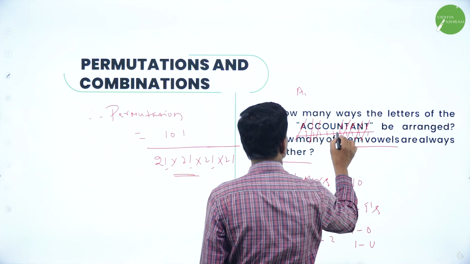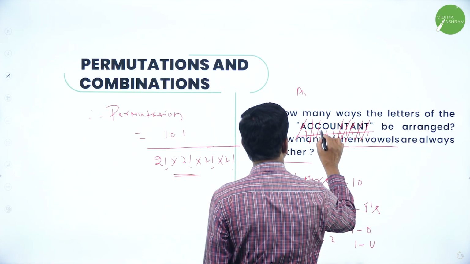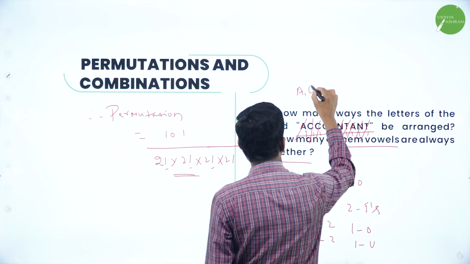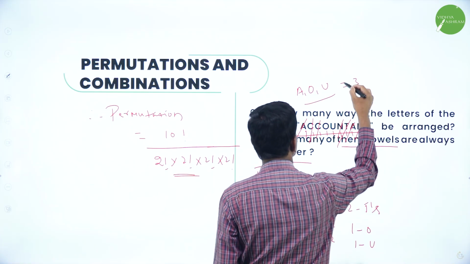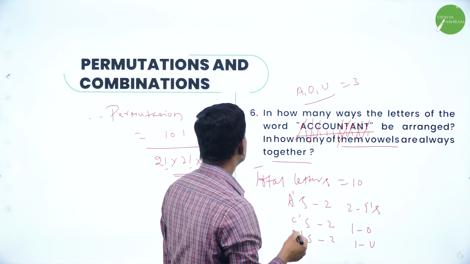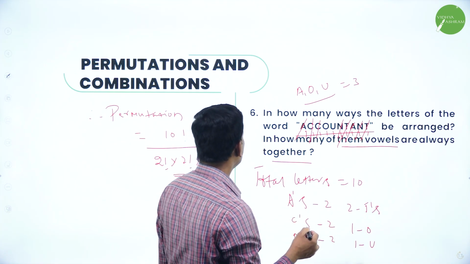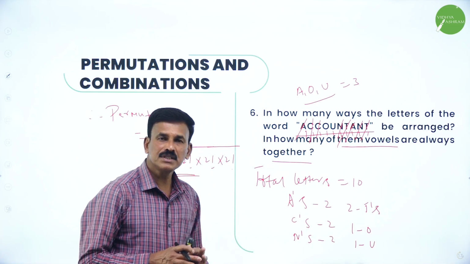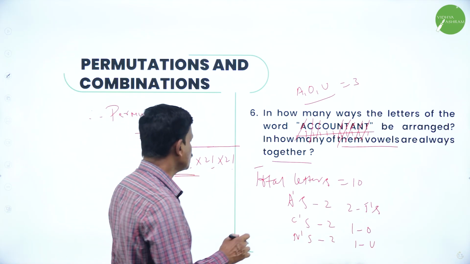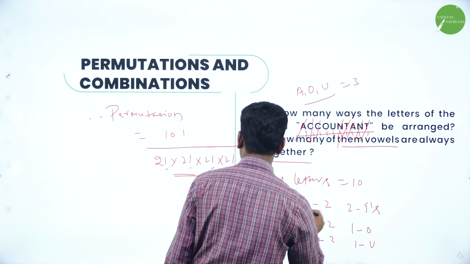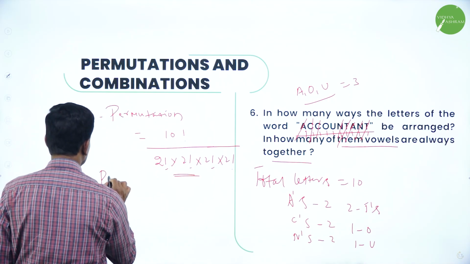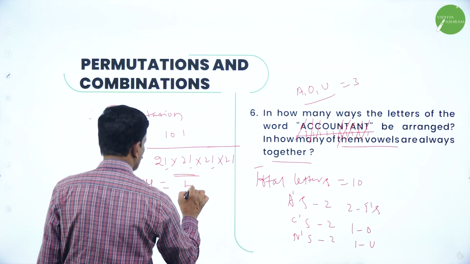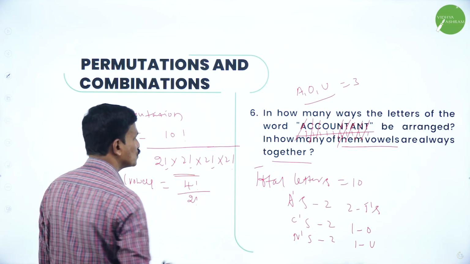A, E is not there, I is not there, A, E, I, O, U. Only 3 vowels are there, right? Now, consider these 3 vowels as one unit. So, therefore, the required permutations with the vowels is equal to 4 factorial divided by 2 factorial, right?